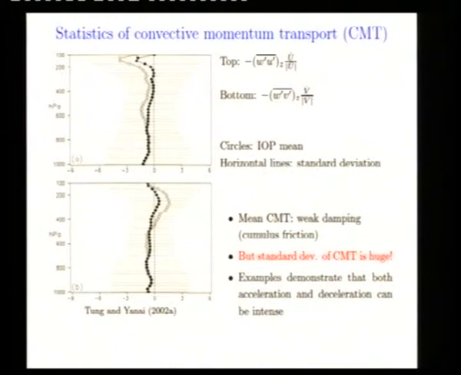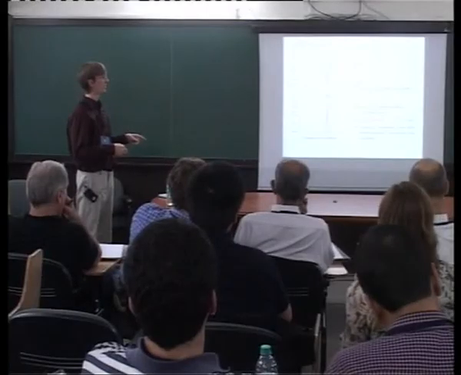This is the mean and standard deviation statistics. So this top plot is for the zonal component of the wind. The bottom plot is the meridional component.